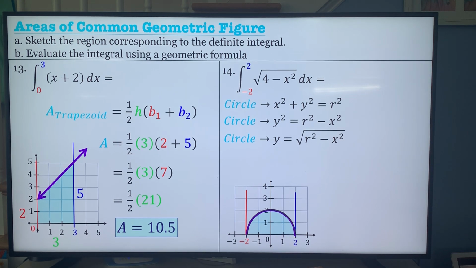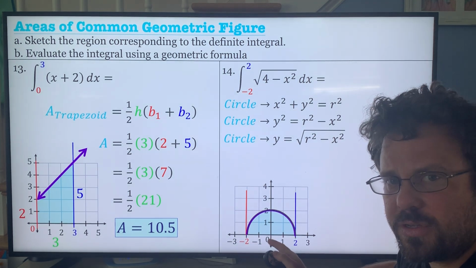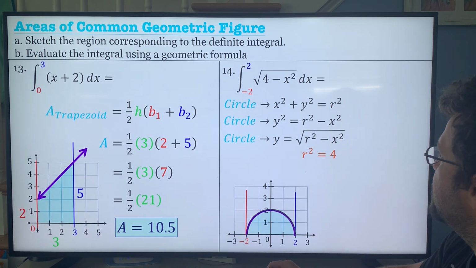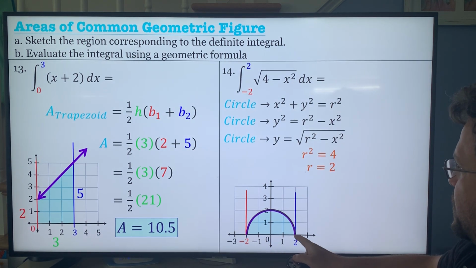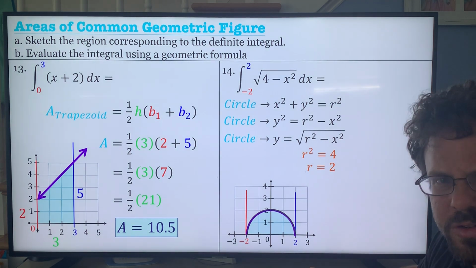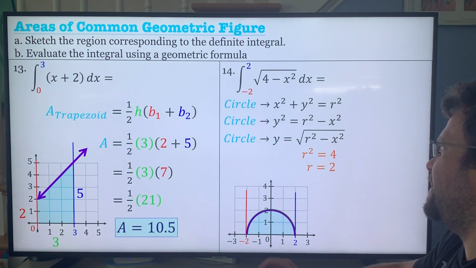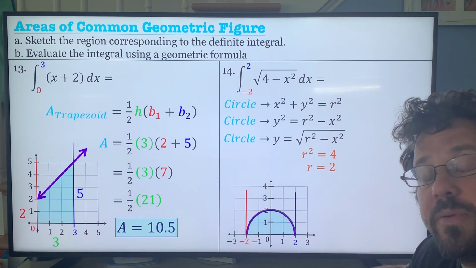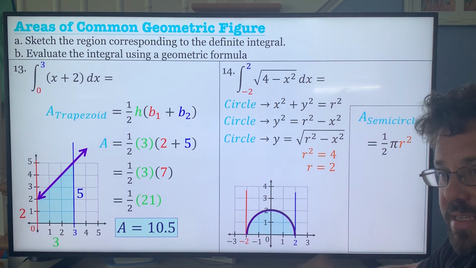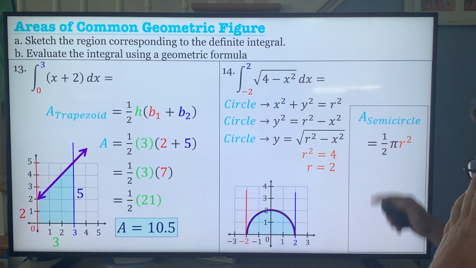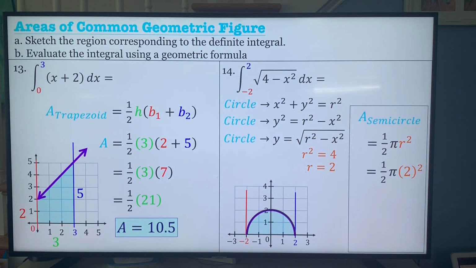Now, how do I find the area of a circle? r squared is 4, so your radius here is 2. So we could have drawn the circle ourselves. Area of a circle is pi r squared, right? A semicircle, semi meaning half a circle, is half of pi r squared. So it's half of pi times 2 squared, half of pi times 4, which is 2 pi, or 6.28. Right?